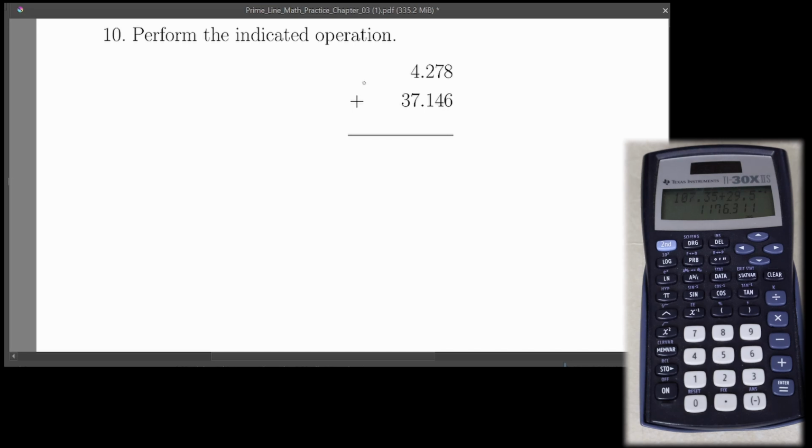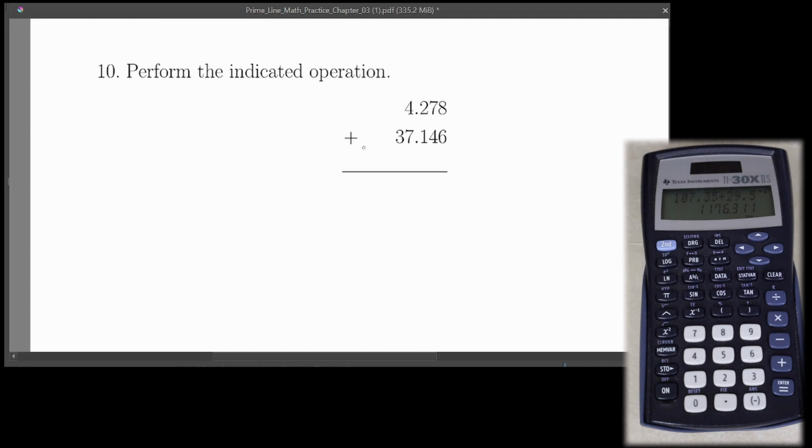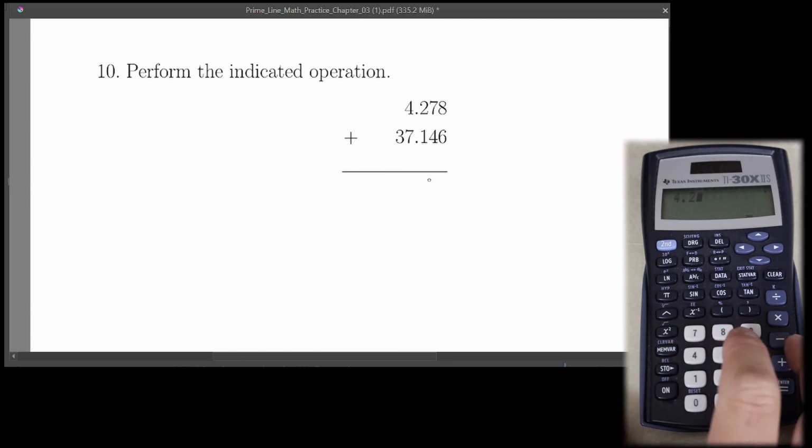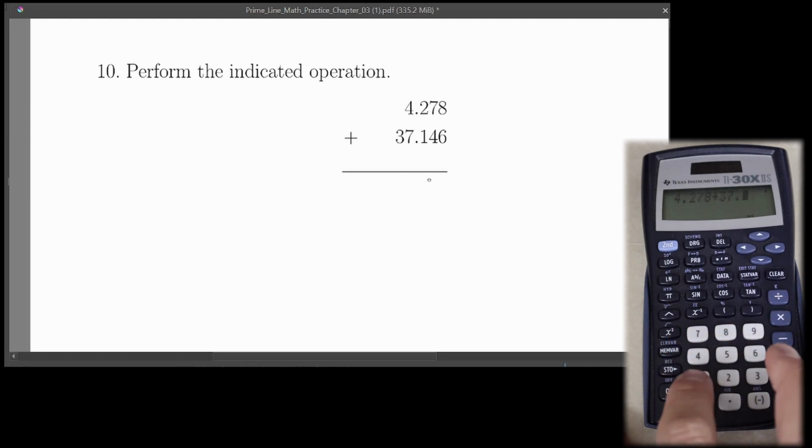On number 10, we could add our numbers vertically and carry using your regular process, checking our values with the calculator. In this case, I'm going to plug it right in directly to 4.278 plus 37.146, and we get a grand total of 41.424.